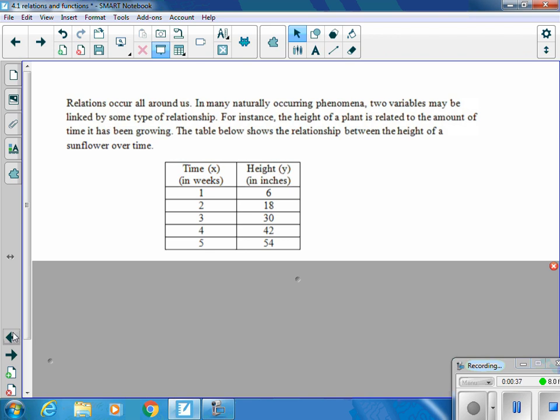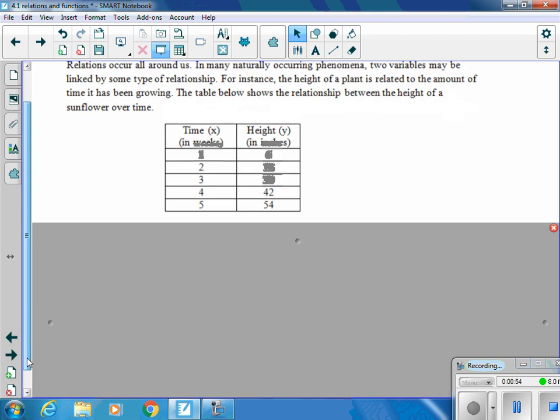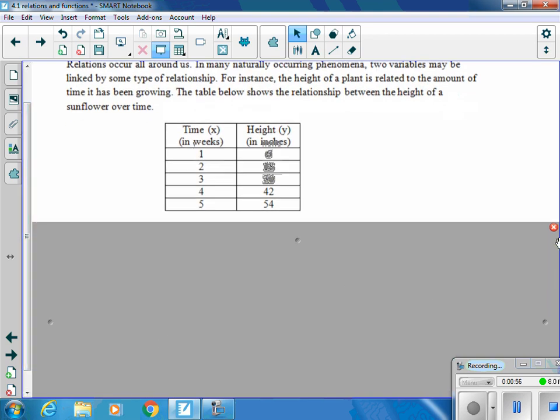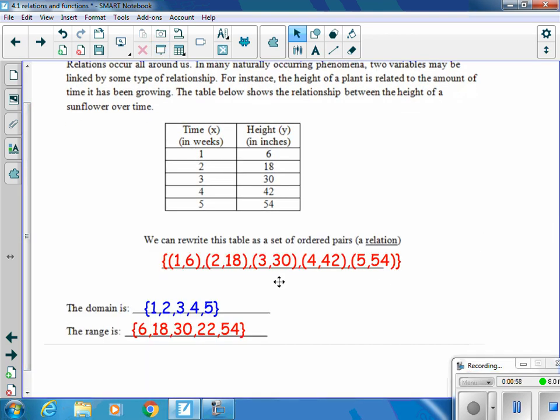Relations occur all around us. In many naturally occurring phenomena, two variables may be linked by some type of relationship. For instance, the height of a plant is related to the amount of time it has been growing. The table below shows the relationship between the height of a sunflower over time. We can take a look at this as a set of ordered pairs, which is a relation.